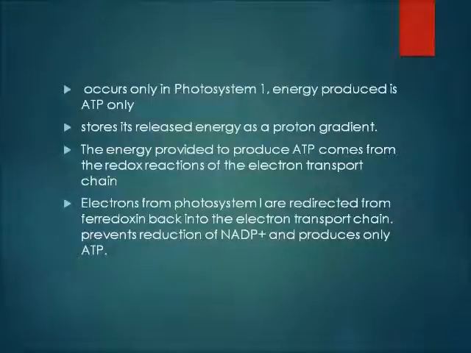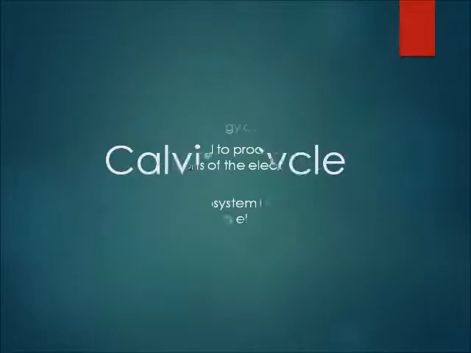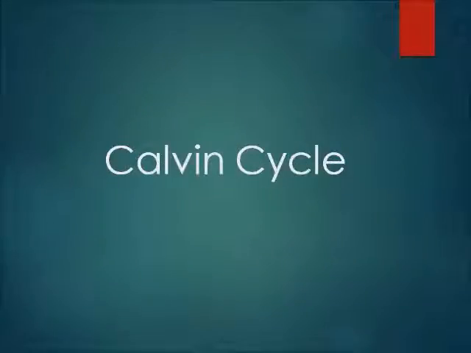It stores its released energy as a proton gradient. The energy provided to produce ATP comes from the redox reactions of the electron transport chain. Electrons from photosystem 1 are redirected from ferredoxin back into the electron transport chain. This prevents reduction of NADP+ and produces only ATP. Next we have the Calvin cycle.